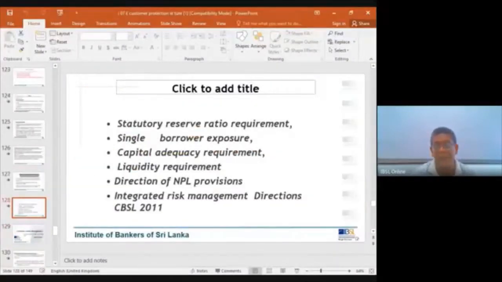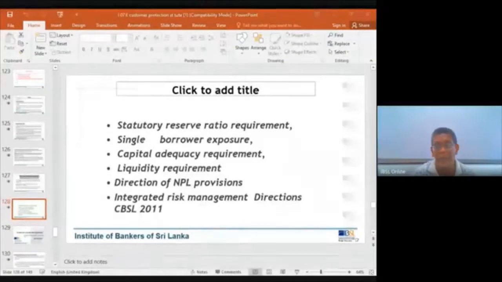Can anyone tell me the present existing statutory reserve ratio? Statutory reserve ratio means the amount of deposits held by the central bank for commercial banks. What is the present statutory reserve ratio a commercial bank needs to maintain with the central bank? Can anyone tell me? Any person? How much is it, 2% or 3%, 5%, 6%, 7%? What is the amount?